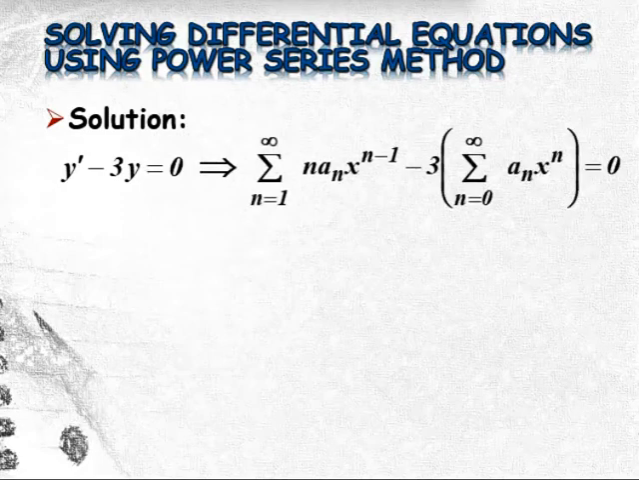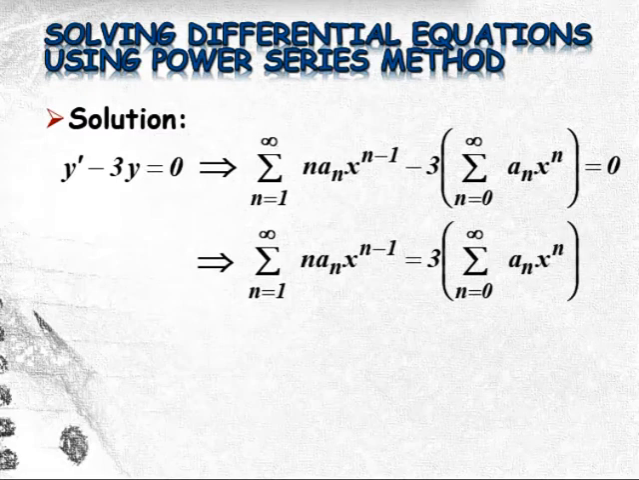So you will end up with y prime minus 3y equals 0, which implies that the summation of n times a sub n x to the n minus 1 from n equals 1 to infinity minus 3 times the summation of a sub n x to the n from n equals 0 to infinity must be equivalent to 0. Let us simplify. We transpose the second power series to the right side. But then by inspection, we will see that the exponents of the powers of the two power series are not equal. For the left member, the exponent is n minus 1, and for the right member, the exponent is n.